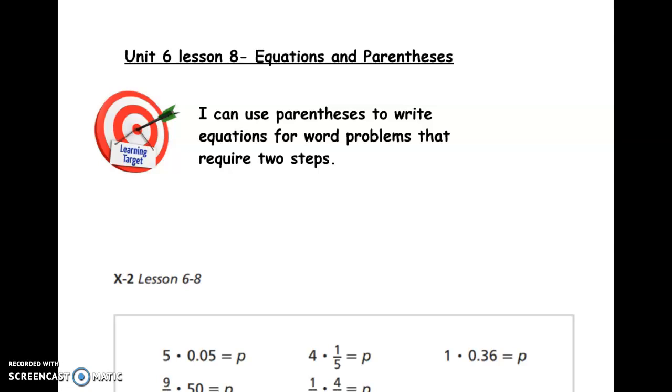Our learning target is I can use parentheses to write equations for word problems that require 2 steps. So the key words there are 2 steps. So our problems are going to require 2 or possibly even more calculations.